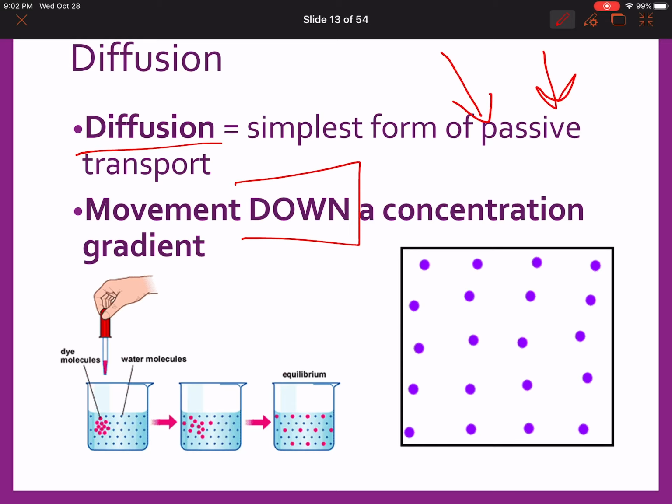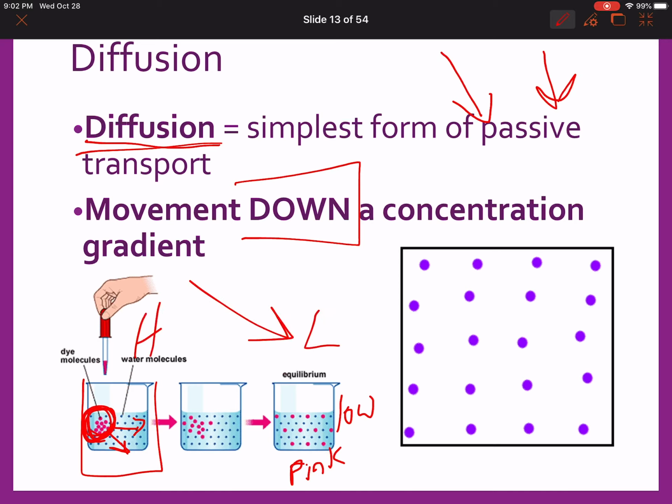Okay. So a great example of diffusion is just molecules spreading out. If I have a beaker of water and I add a drop of dye, this is a high concentration. Okay? And it spreads out to fill the whole beaker. So we start with a red drop. We end up with a pink beaker, and it spreads out to a low concentration. So high to low. Downhill.